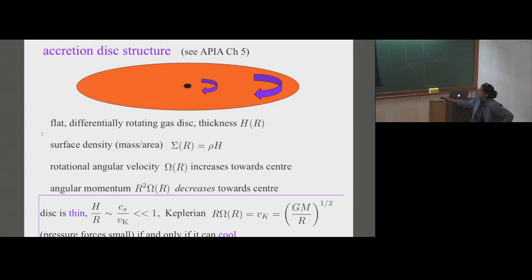So the accretion disk structure, we believe that it's a flat, differentially rotating gas disk. It has some vertical scale height, h of r. And it has a surface density per unit area, sigma of r, which is rho, the density, times h. It has a rotational angular velocity that increases towards the center. It has an angular momentum that decreases towards the center.